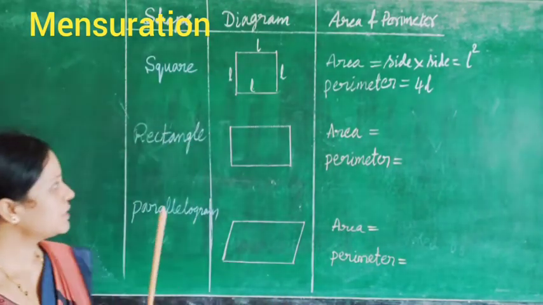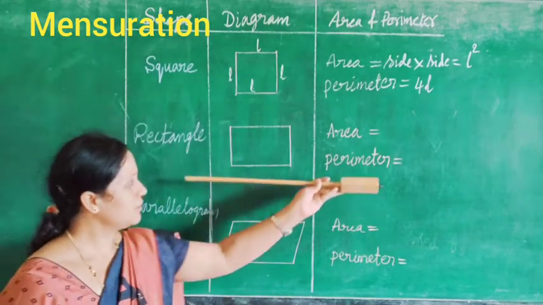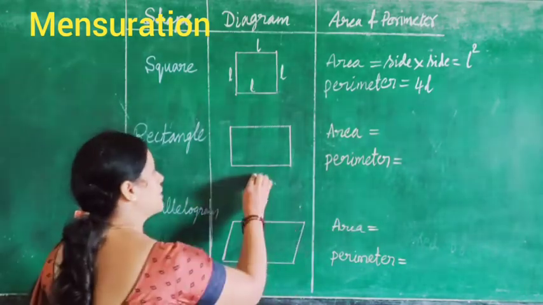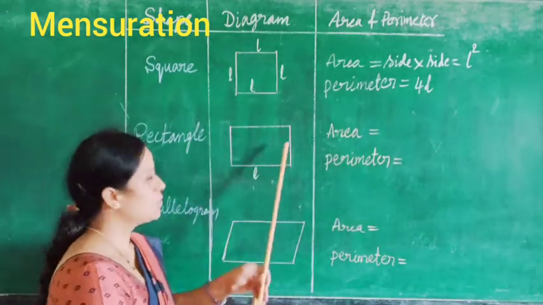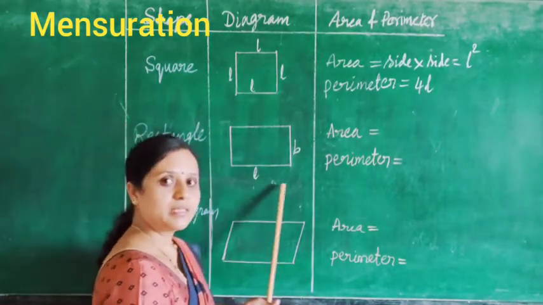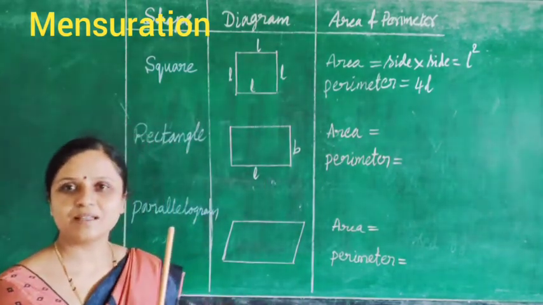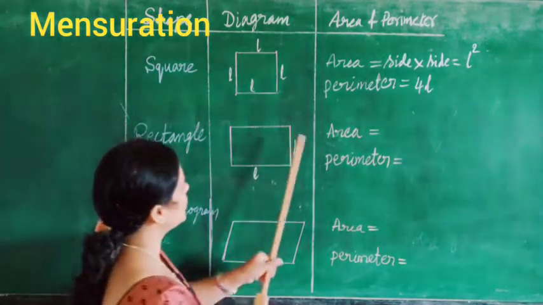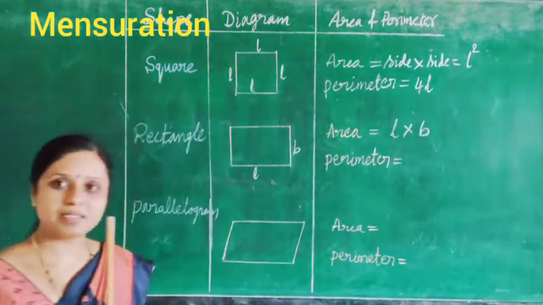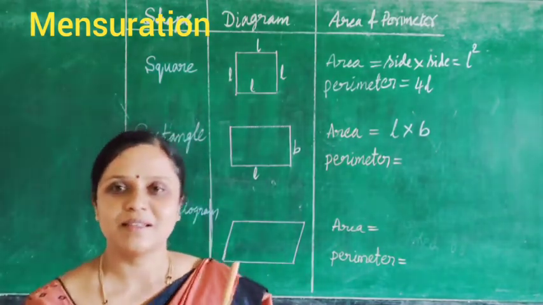Now tell me, what is the area of this rectangle? Students, here the length, the larger side, is called L. So you write this one is L and the small one is called breadth. So here this is length L and this one is B, length into breadth. So what is the area of that rectangle? Area of the rectangle will be length into breadth. What is its perimeter? Students, you know the properties of a rectangle.